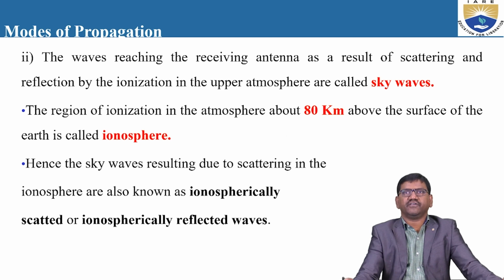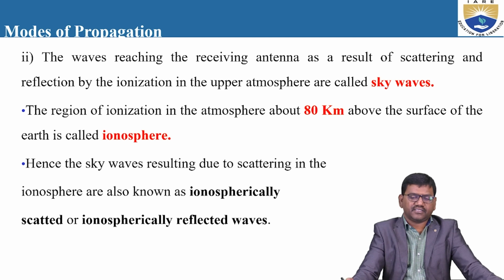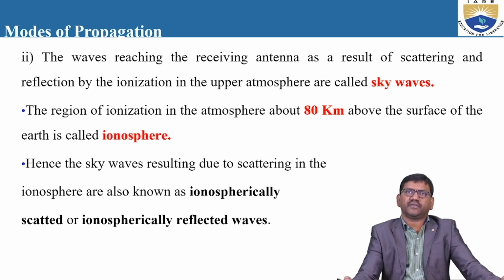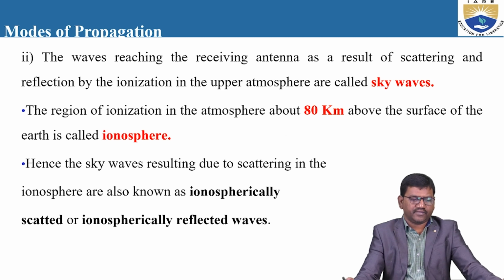So after refraction, the wave is going to bend slightly and reach the receiving point. Hence, as these waves travel into the sky and return to the earth, the name given is skywave propagation. The waves propagated from the sky towards the receiving antenna we call skywave propagation. The region of ionization in the atmosphere above 80 kilometers above the surface of the earth is known as the ionosphere. Hence the sky waves resulting from scattering in the ionosphere are also known as ionospherically scattered or ionospherically reflected waves.